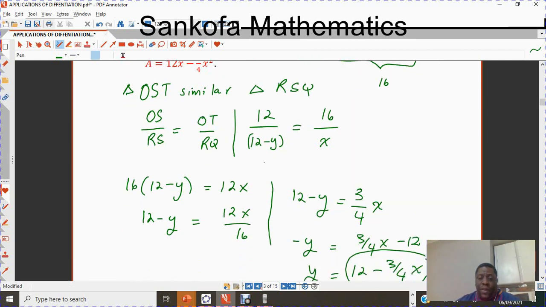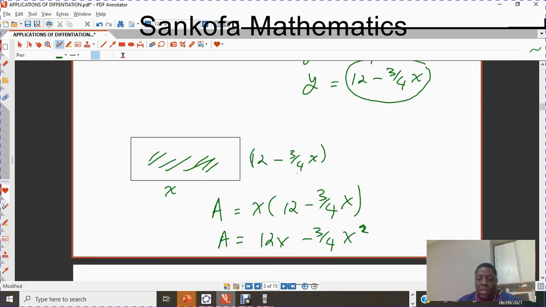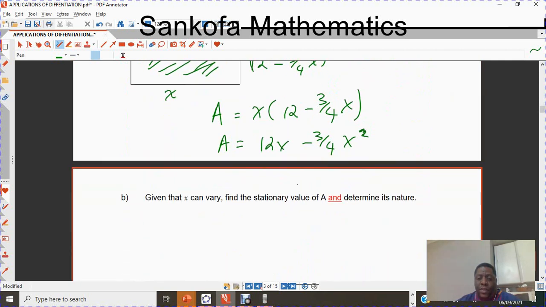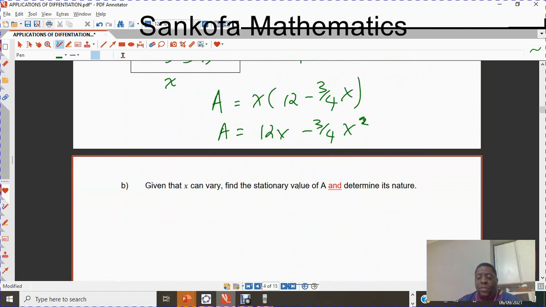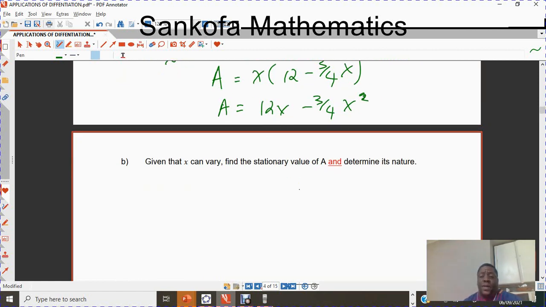Okay, so now we have the area of the rectangle. So there's a second part now. It says that x can vary. Find the stationary value of A and determine its nature. Right, so there are two parts to this question. That is why I highlighted the "and".